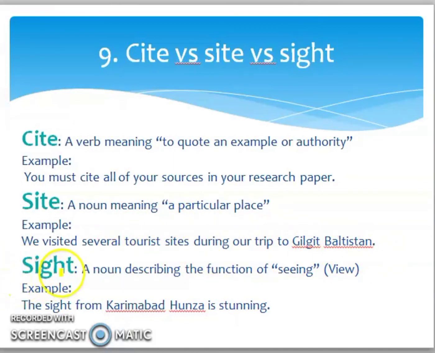The third word, sight, a noun describing the function of seeing, or you could say view. Example, the sight from Karimabad Hunza is stunning. Indeed it is. If you have ever been to Karimabad Hunza, you get stunning views all around Hunza. So sight means seeing. What you see is view.